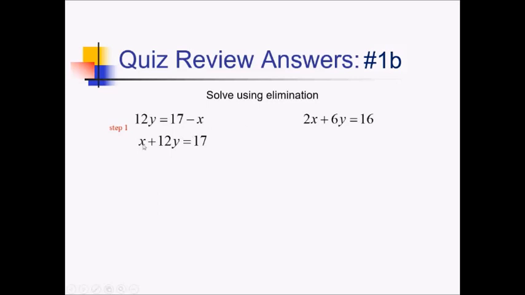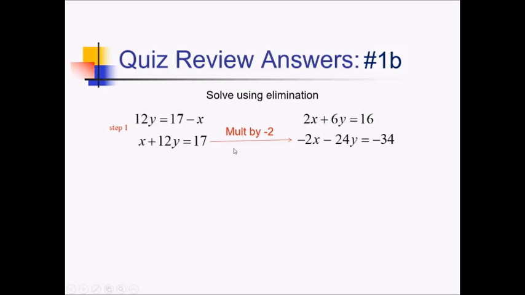You could multiply this first equation by negative 2. That would give you a negative 2x, which would cancel out this positive 2x. Alternatively, you could multiply this second equation by negative 2. That would give you a negative 12y, which would cancel out the positive 12y here. So I guess just pick a direction and go with it. I decided to multiply this first one by negative 2, but there certainly were other ways to do this. So that gives me negative 2x minus 24y equals negative 34.